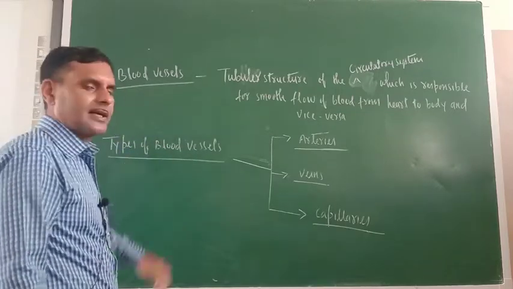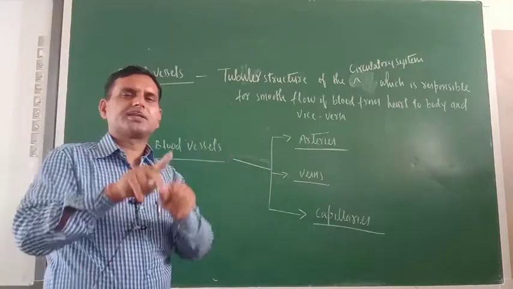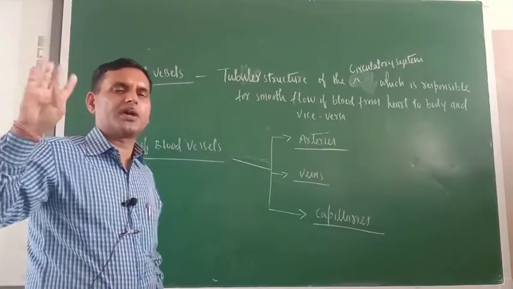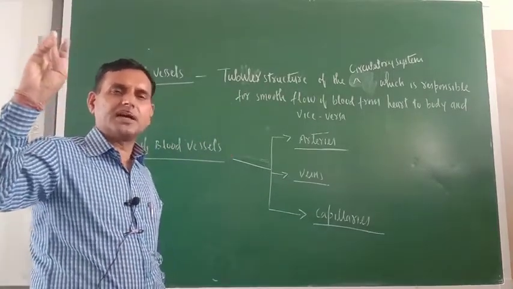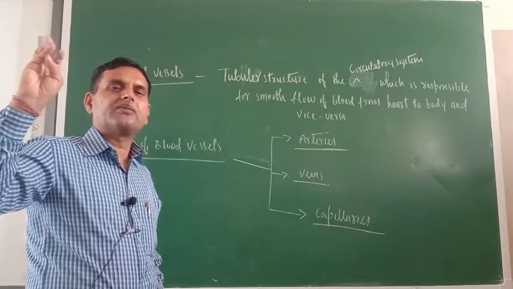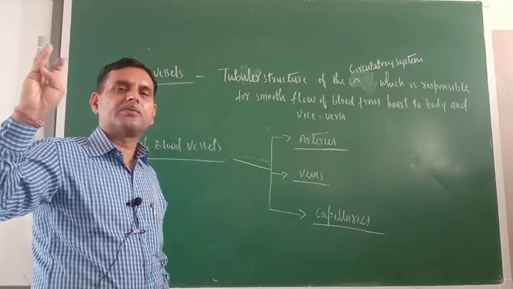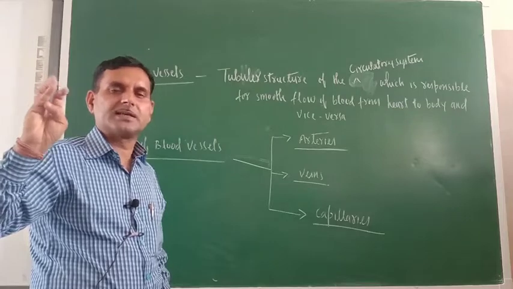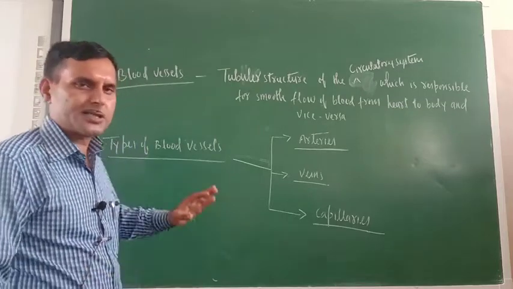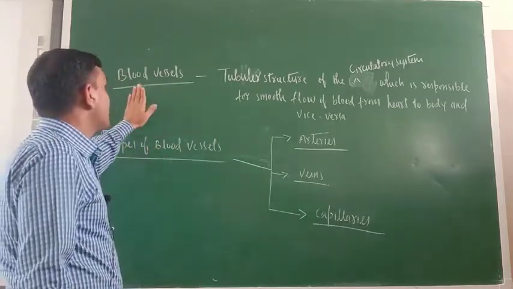What is the second constituent? The circulatory system has how many components? Just see. First one is the blood. Second one is the heart. Third one is the blood vessels. Correct or not? So just see, I am teaching blood vessels here.